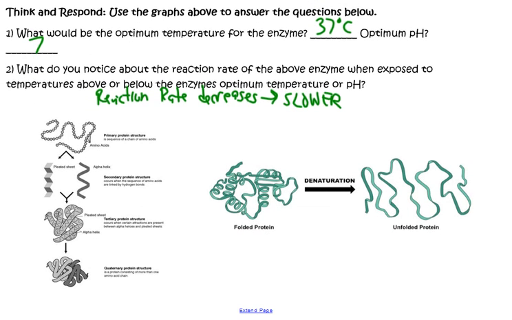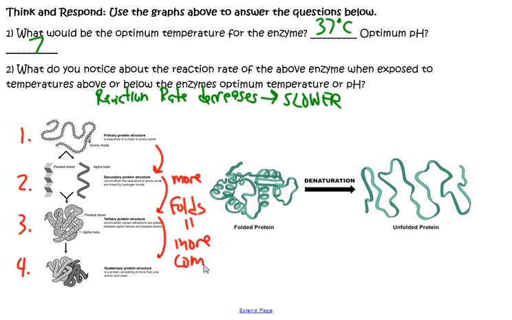So in regards to what's happening when you denature, as you see here, we have 4 different shapes. This is more of an FYI. As proteins build up, they fold. And more folds equals more complex.